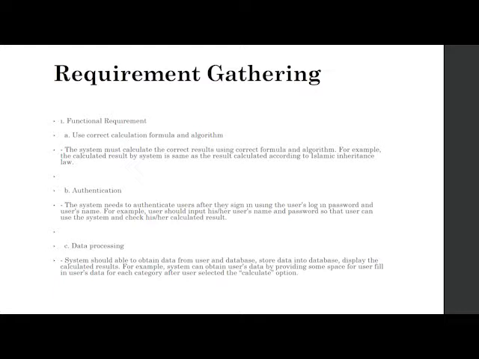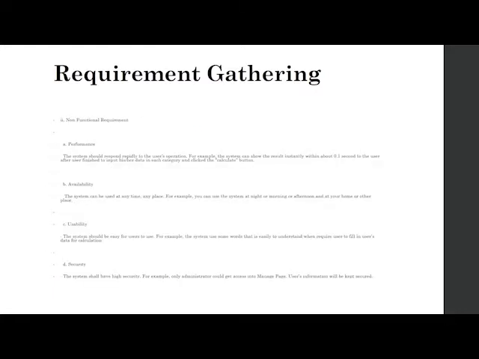Okay, for the non-functional requirements, there are 4 things we have to know. First thing is performance. The system should respond rapidly to the user's operations. For example, the system can show the result instantly within about 0.1 second to the user after the user finishes inputting his or her data in each category and clicks the calculate button. The second one is availability. The system can be used at any time, any place. For example, you can use the system at night or morning or afternoon and at your home or other place.